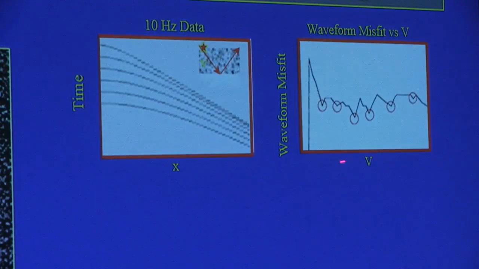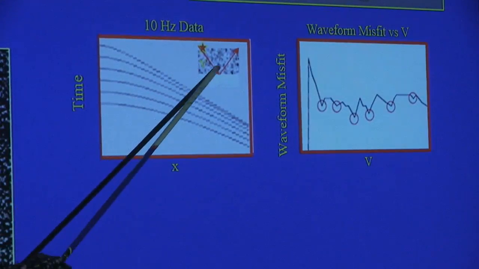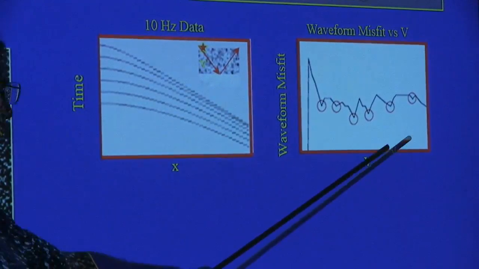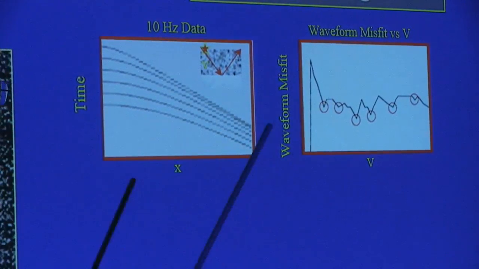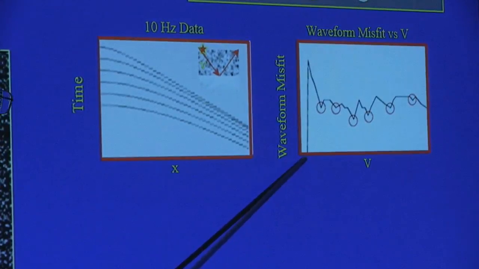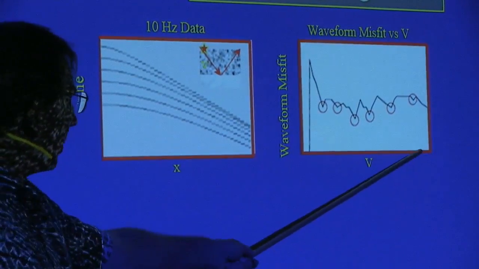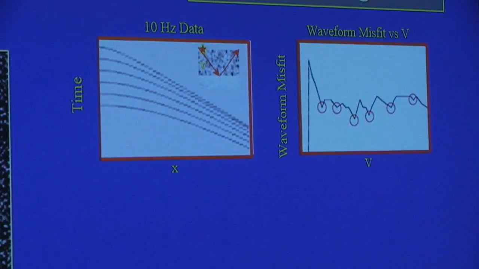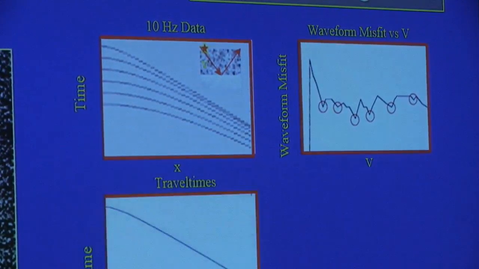And you plot it against different trials of the subsurface velocity model. In this case, the subsurface velocity model might be different velocities V in that first layer. And you can see if you start far from the actual model, which is around here, you're going to get stuck in local minima, and this is going to cause real problems if you use a gradient optimization method.